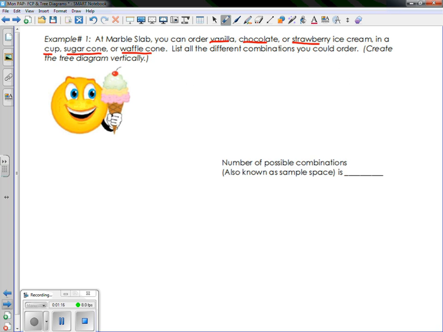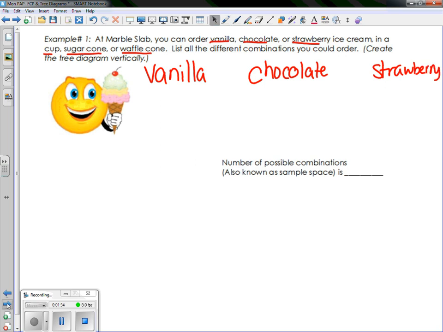So we've got vanilla, we've got chocolate, and we've got strawberry. Now there are three different types of cones that I can put them in. I can put it in a cup, I can put it in a sugar cone, or I could put it in a waffle cone.